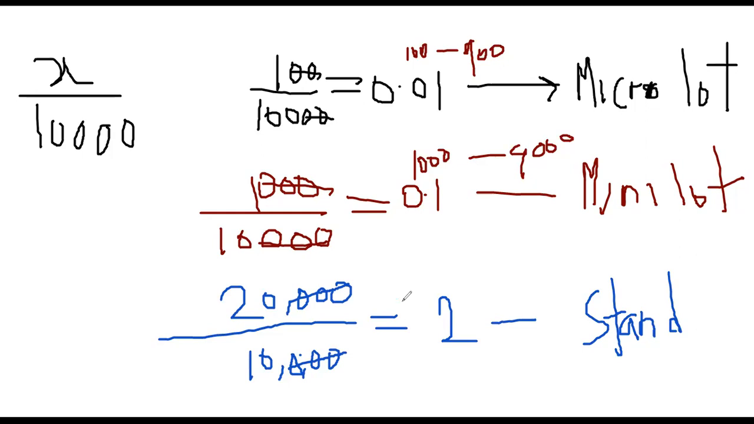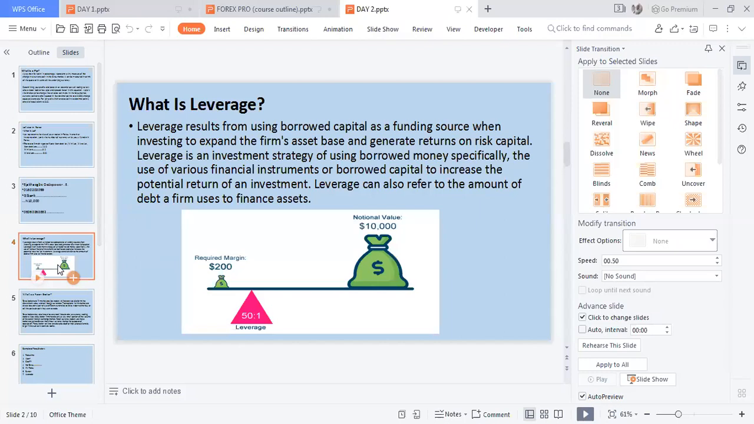So that is that. Leverage. Leverage results from using borrowed capital as a funding source when investing to expand the firm's assets. What exactly is leverage? Leverage is, the broker will tell you that I have a certain amount of money, and they will tell you that if, for instance, you have $200, bring your money, we'll help you boost it in the market. I know you might be wondering, how can this be done? It's very simple.